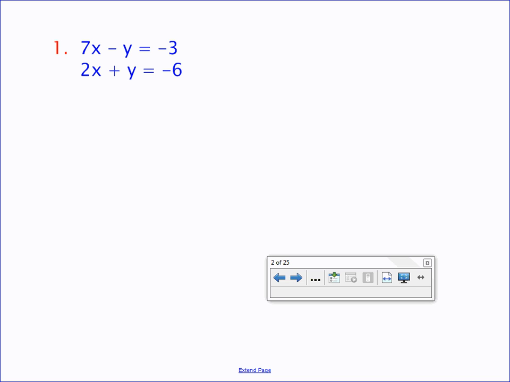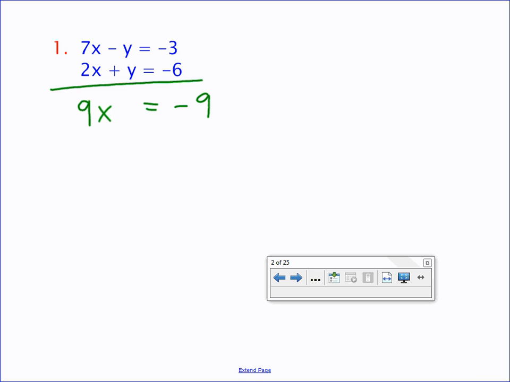Elimination? Me too. It looks like we were already lined up and we had exact opposites in the y variable, so we're all set for the third step, which is to add the equations together. We're all set up for elimination, and that's the most efficient way. So we'll go ahead and do top to bottom. 7x plus 2x, I get 9x. Negative y plus y equals 0, and the y's are eliminated. Yay, bring down the equal sign, negative 3 plus negative 6 is negative 9.